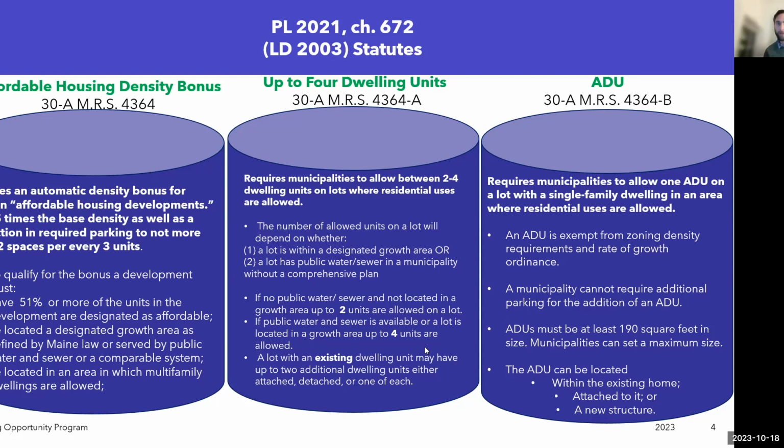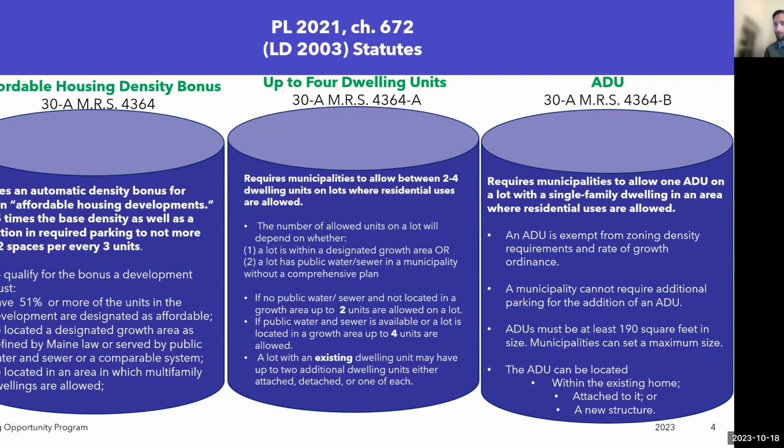The affordable housing density bonus is 30A MRS 4364, and that creates an automatic density bonus for affordable housing developments of 2.5 times the base density, as well as requires a parking reduction of 2 spaces for every 3 units in that affordable housing development. And you can see below the qualifications that a developer has to meet in order to receive that density bonus.